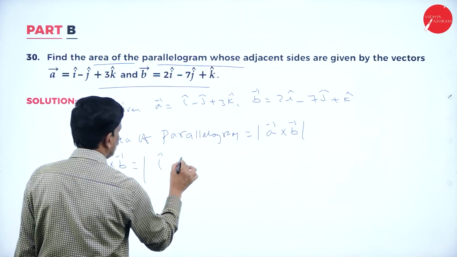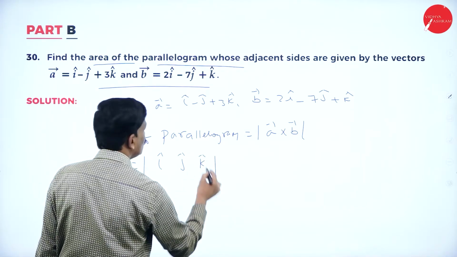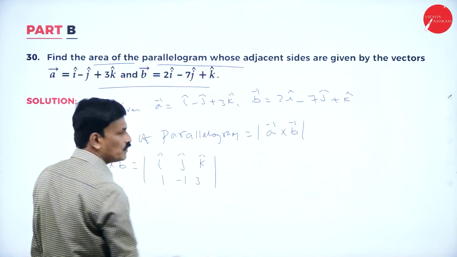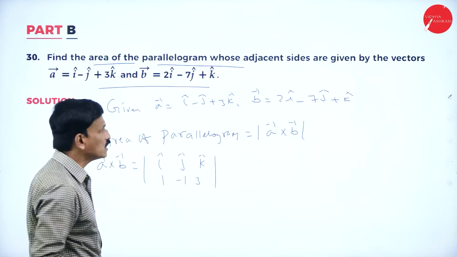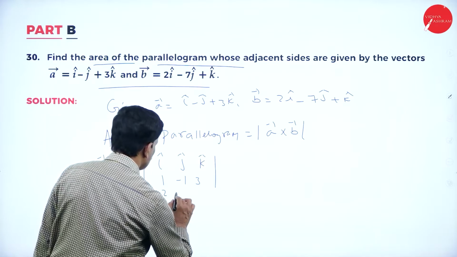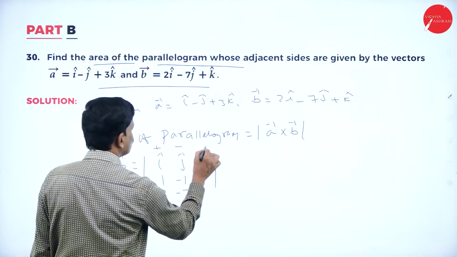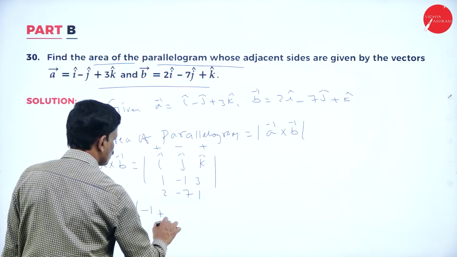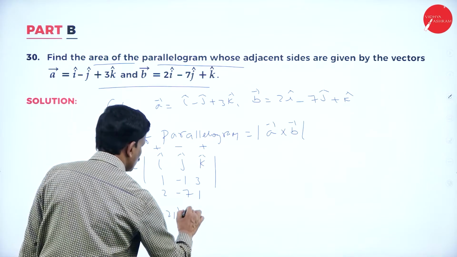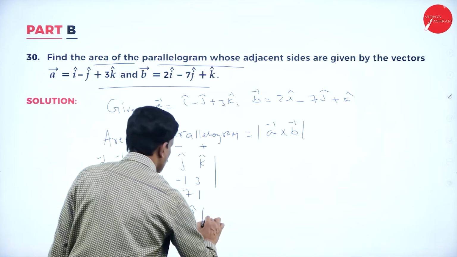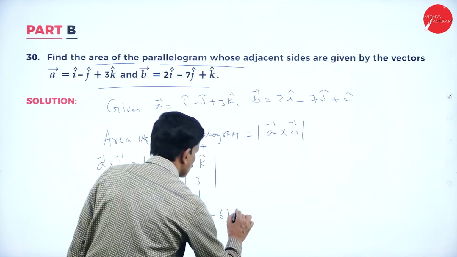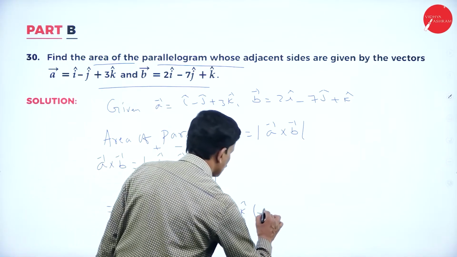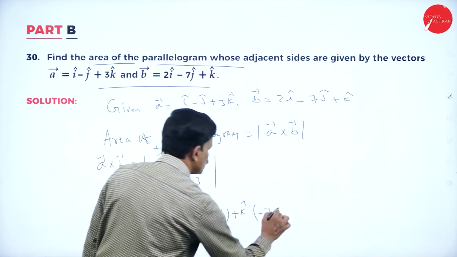That is nothing but the determinant of i, j and k. Write down the coefficients 1, minus 1, 3 and the coefficients of i, j, k cap in vector B, which is 2, minus 7 and 1. Simplify, plus, minus and plus. i into 1 ones are 1, minus into minus plus, 7 3s are 21, minus j into 1 ones are 1, minus 2 3s are 6, plus k cap into 1 into 7 is minus 7, minus into minus plus 2 ones are 2.